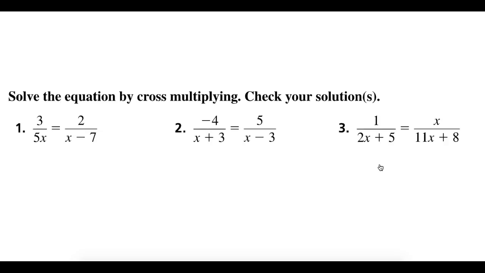In the question box, you should have 3 parts. Part 1, x equals your answer. Part 2, x equals your answer. And part 3, x equals your answer.